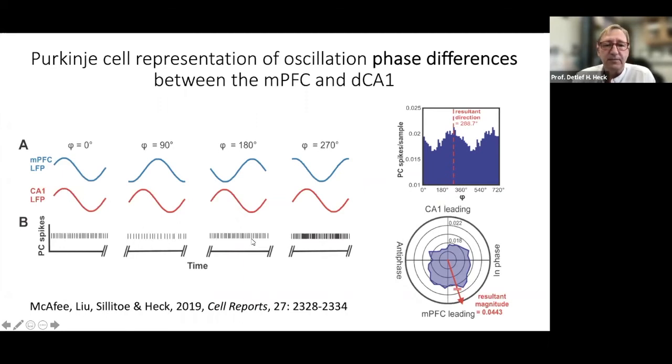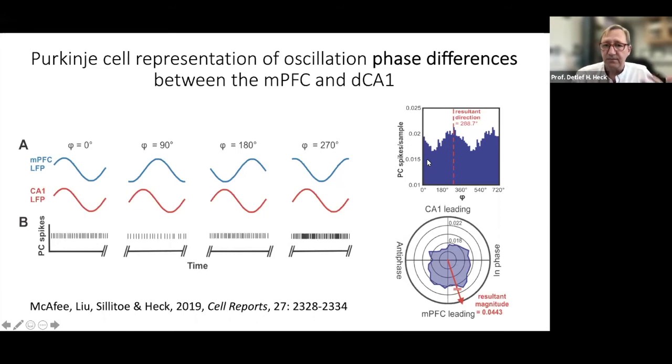And this particular Purkinje cell here really likes a phase difference of 270 degrees. It fires at a very high rate, and it really doesn't like 90 degrees, fires at a very low rate. So this is the idea, to basically find out what the firing modulation is, if any, in relationship to phase differences between prefrontal cortical and hippocampal oscillations.